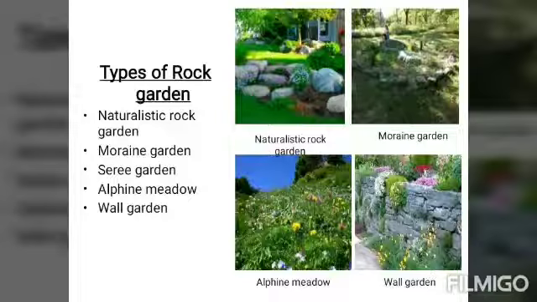So from the word naturalistic only, you understand that it looks natural. Okay, so naturalistic rock gardens are best used on a natural slope, जो slopy area है वहाँ पर ये जो naturalistic rock garden है इसको वहाँ पर establish करते हैं.